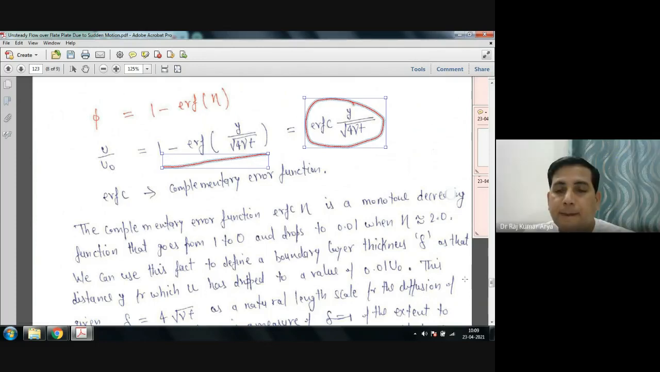So this would be the value here. So now you can define a boundary layer thickness. What is the definition of the boundary layer? Boundary layer thickness is when the velocity of the fluid drops to 99% of the initial velocity. Correct or not?